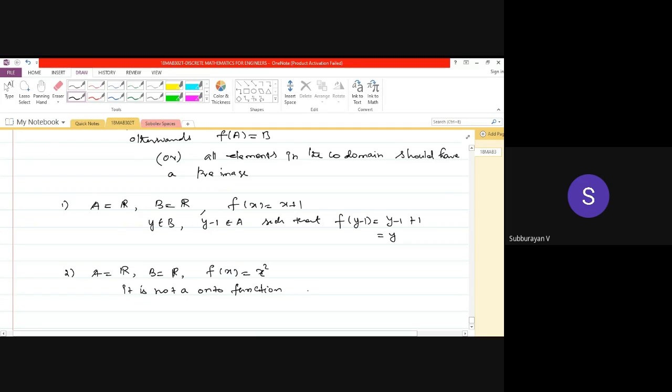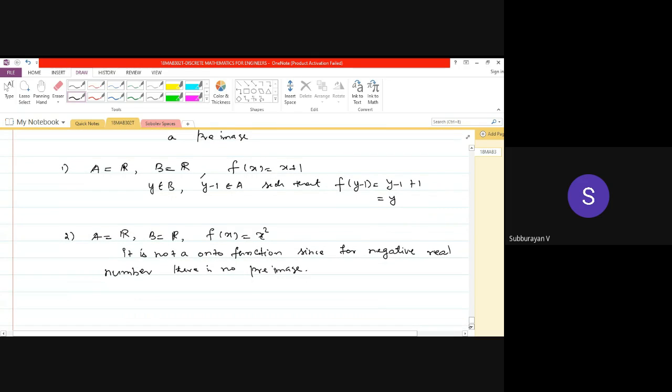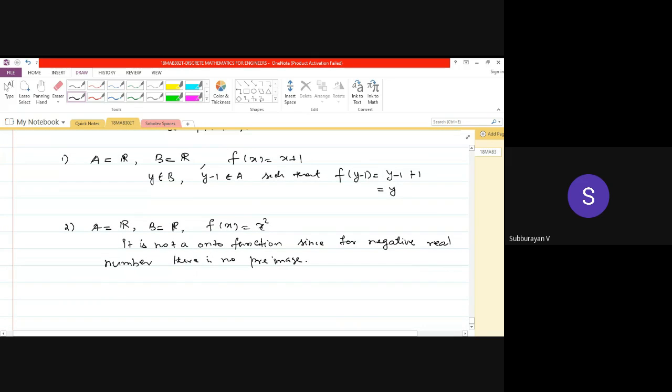Since for negative real numbers there is no pre-image. Okay, so clear, right? This is clear.